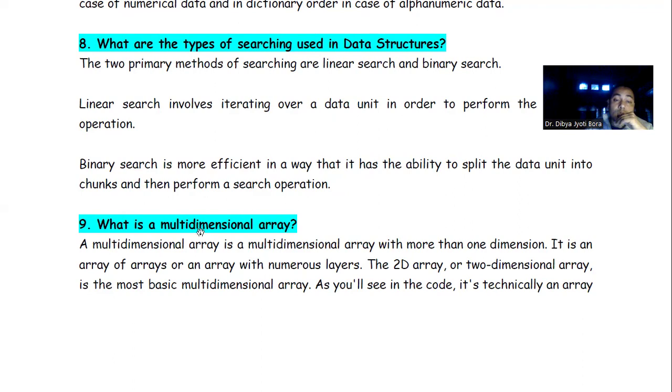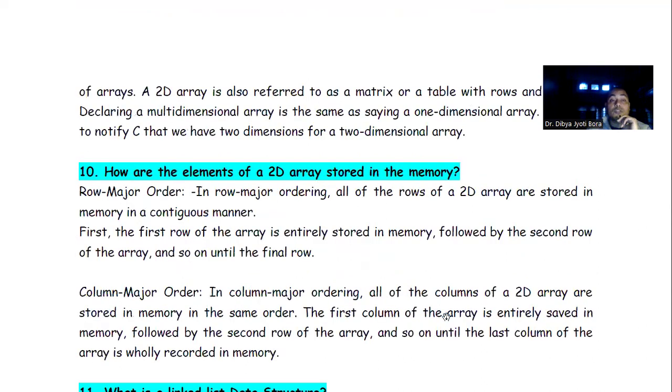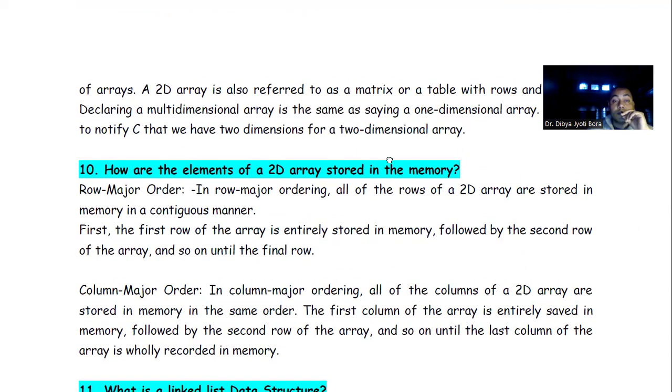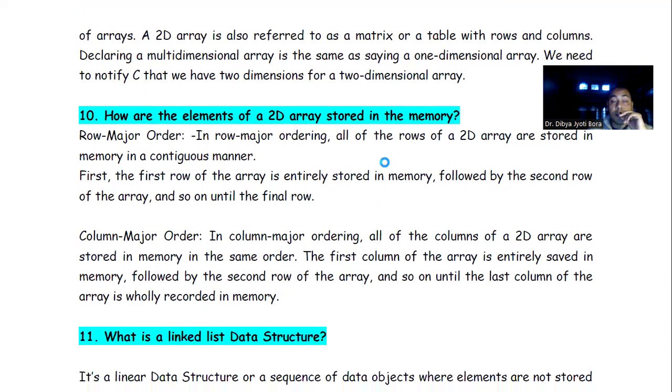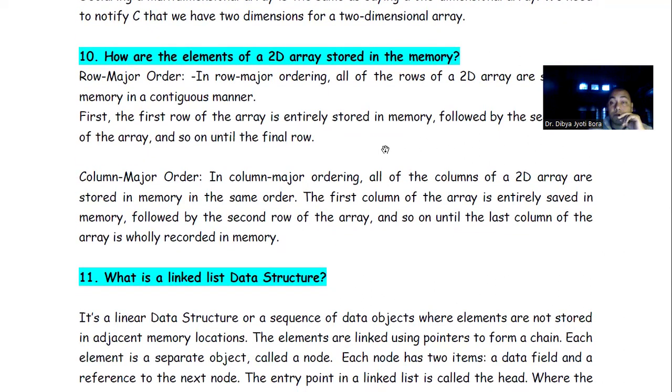Now the question is, what is a multi-dimensional array? Obviously, if more than one dimension is there, then that becomes multi-dimensional, right? It is an array of arrays or an array with numerous layers. The 2D array, meaning two-dimensional array, is the most basic multi-dimensional array. You know, 2D means rows and columns we are using. So that becomes a 2D array example. Can you cite some example of a 3D array? If you can, then please use the comment section to put your answer.